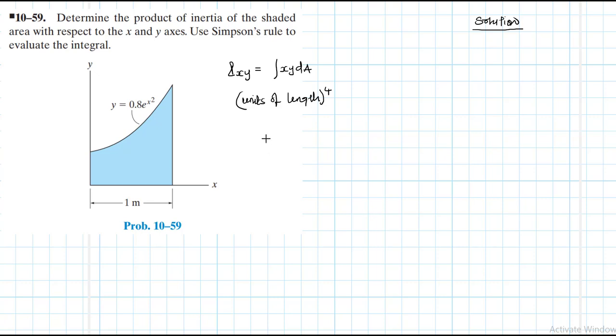And for product of inertia, you can have a negative product of inertia. You can have a positive product of inertia. We can also have a zero product of inertia of an area about the x and the y axis, or with respect to the x and the y axis. And let's specifically talk about zero product of inertia of an area.